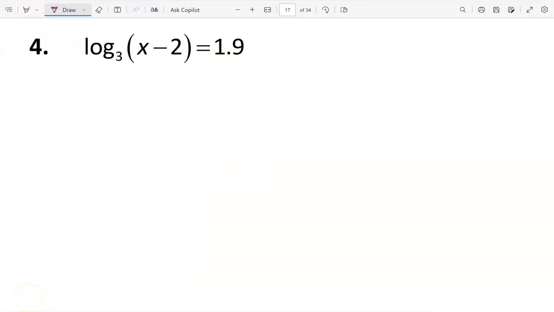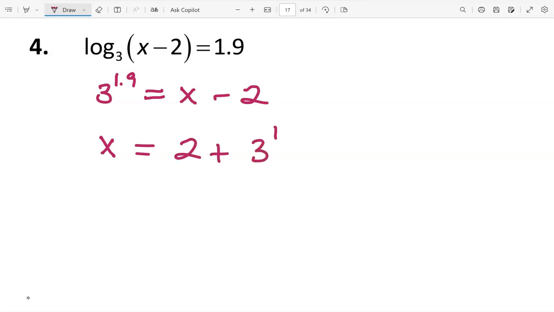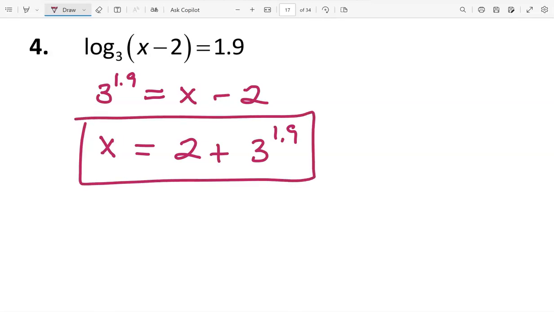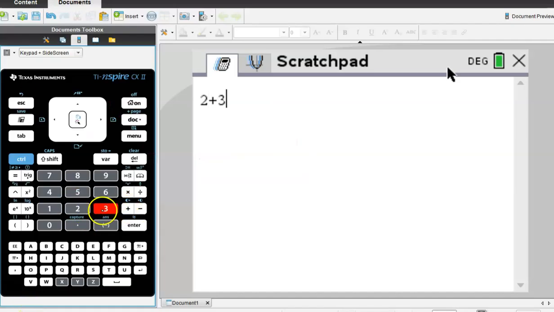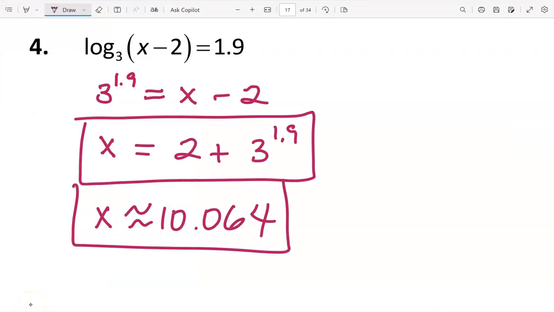In number 4, we have a logarithmic equation, so we need to undo the logarithm first by putting it in exponential form. Base is 3, the logarithm equals the exponent, so the exponent is 1.9, and that equals x minus 2. Adding 2 to both sides, x is equal to 2 plus 3 to the 1.9 power, and that will be our exact form answer. To enter that, 2 plus 3 raised to the 1.9 power gives us 10.064 as the approximate solution rounded to the nearest thousandth.